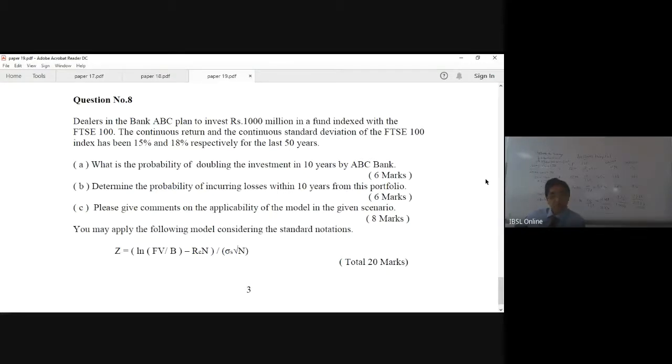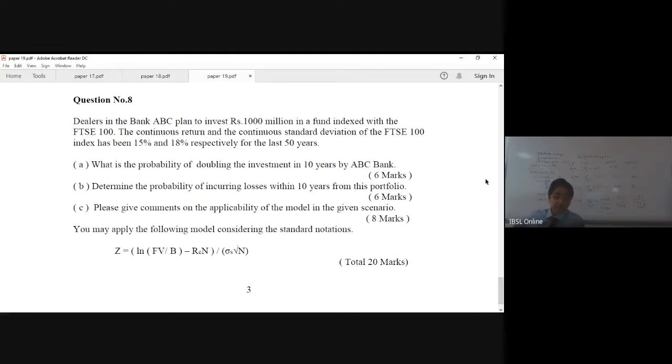So that, of course, you need to understand. Never in a question are these things explained, because they come under standard form. So a person who answers the question paper should know what these symbols are for. Right. So first of all, what is the probability of doubling the investment in 10 years by ABC Bank?